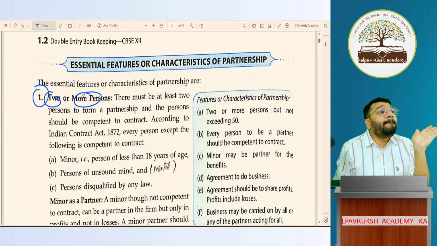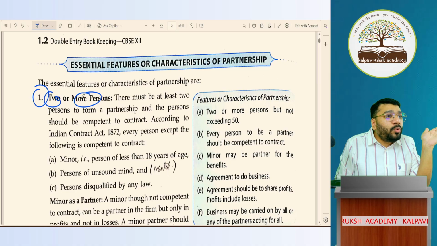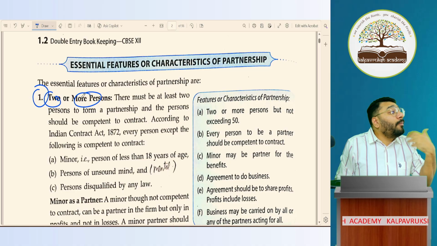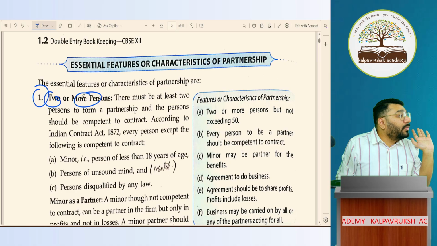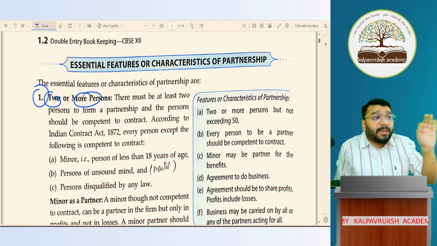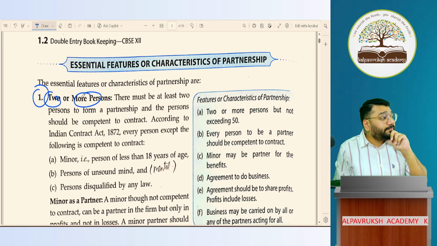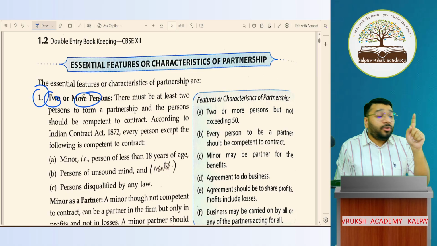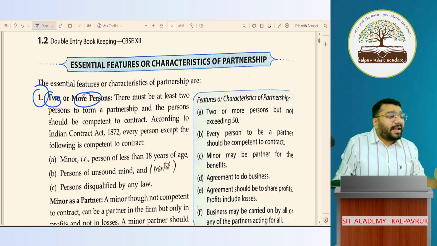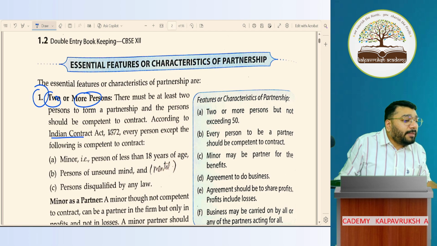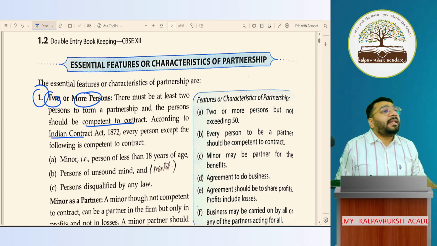No, because you are a minor. You don't understand what is good, what is bad for you. Hence, incompetent people cannot enter into partnership. Only competent people can enter into partnership. Who says this? Which law? The Indian Contract Act 1872 says that only people who are competent to contract can enter into contract.